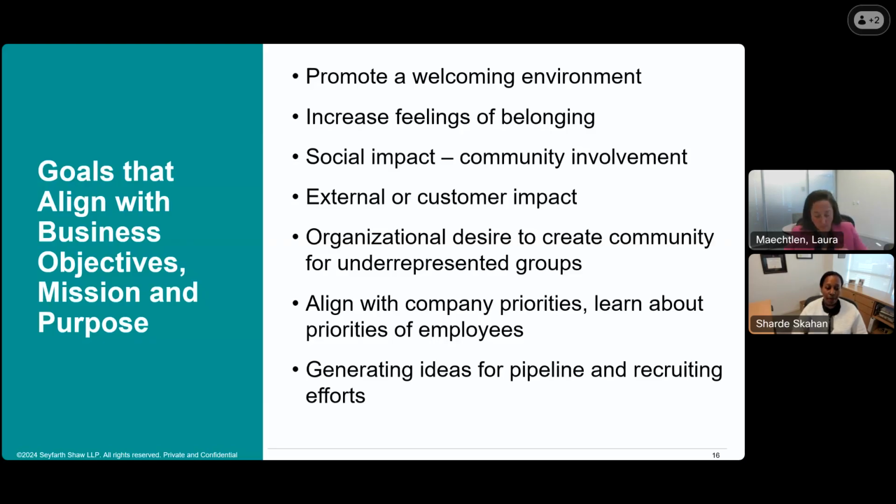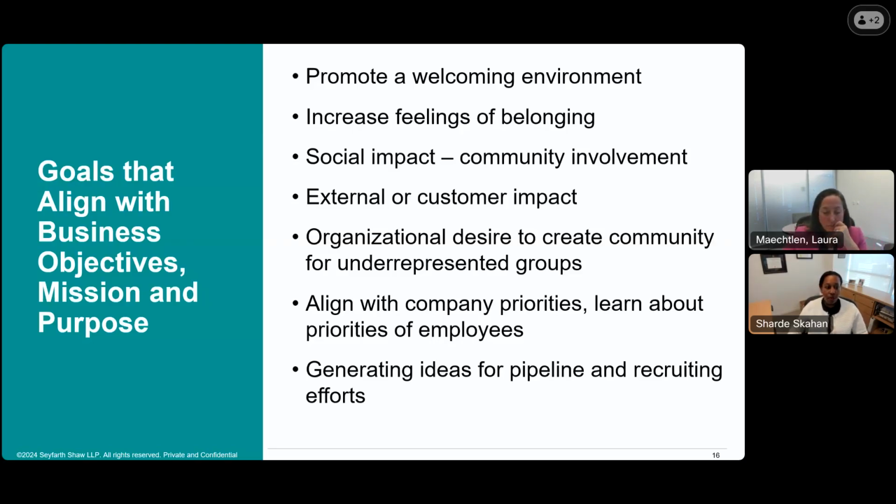And again, there's a desire oftentimes to create a sense of belonging for people, especially if they're in an underrepresented group. But going back at the end here, we want to make sure everything is in alignment with the company's priorities, because first and foremost, it is a business, and these are your employees who are going to be spending time participating in these ERGs, so we want to make sure that everything is in alignment.